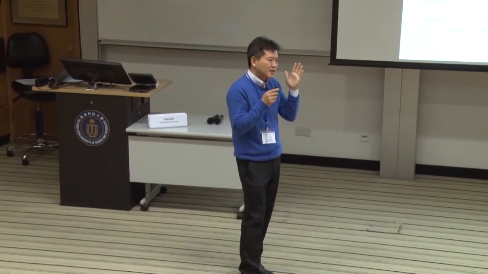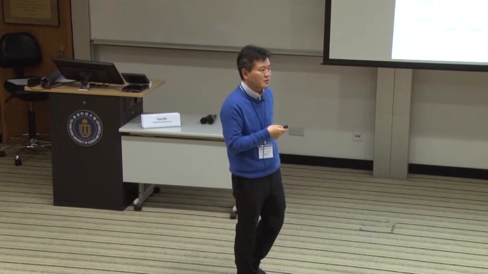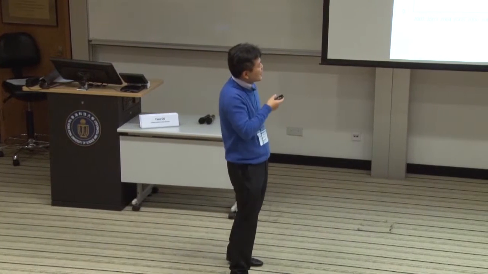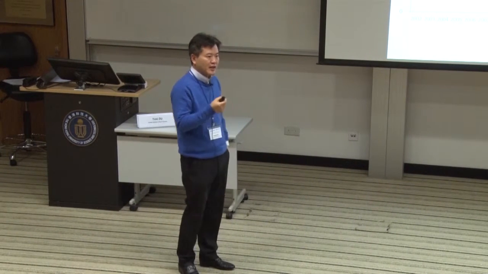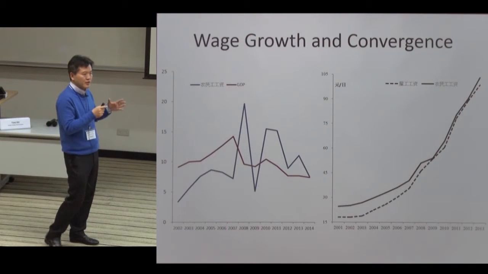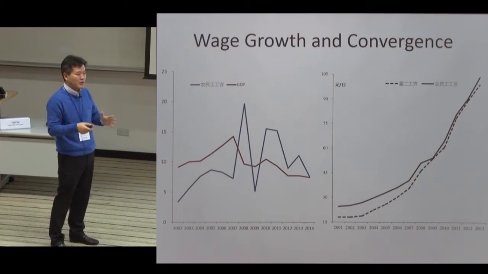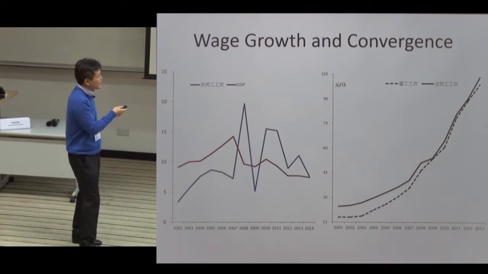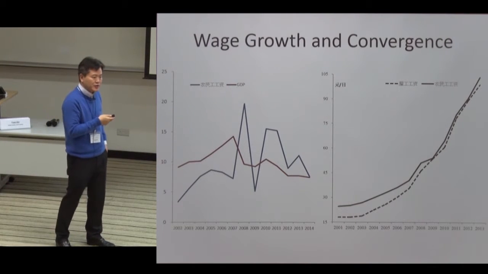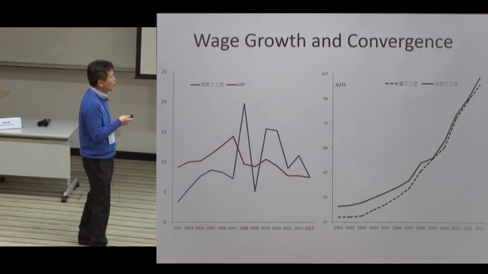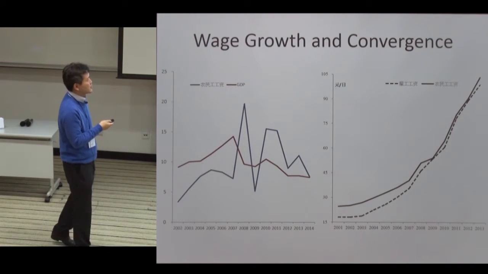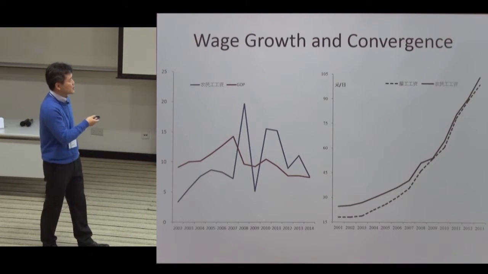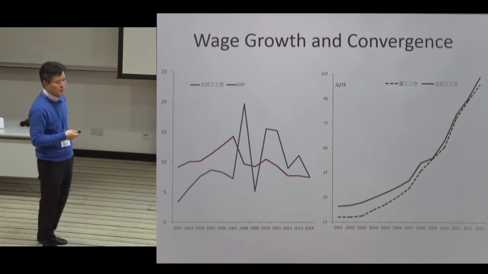I think it's because labor costs grew faster than productivity growth. And also, we can find the wage convergence has already taken place between agriculture and non-agriculture. In the right panel we show the wage for hired labor in agriculture and the wages for migrant workers. And you can see a significant trend of convergence has already taken place.